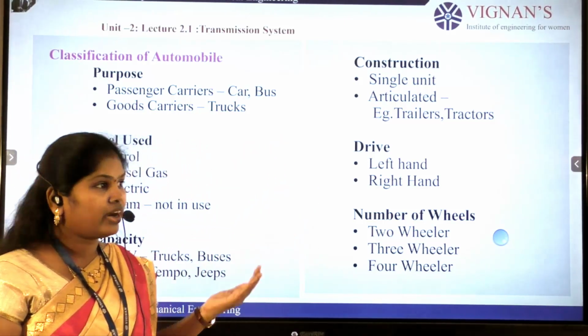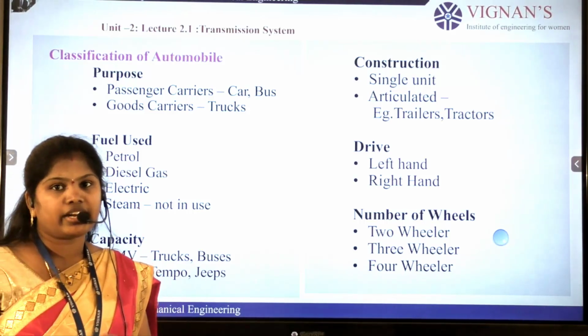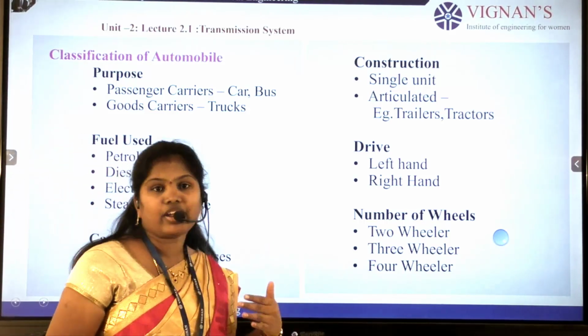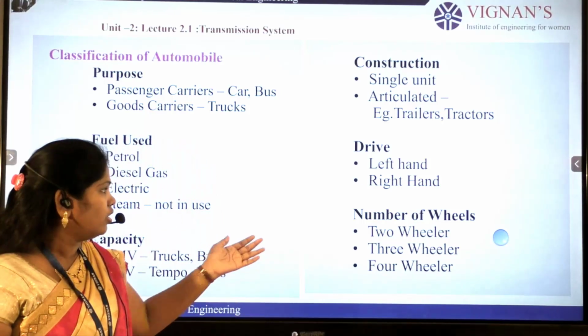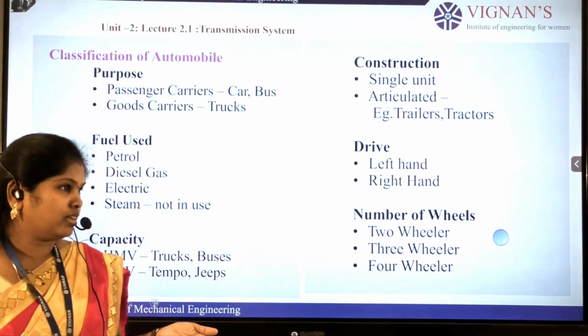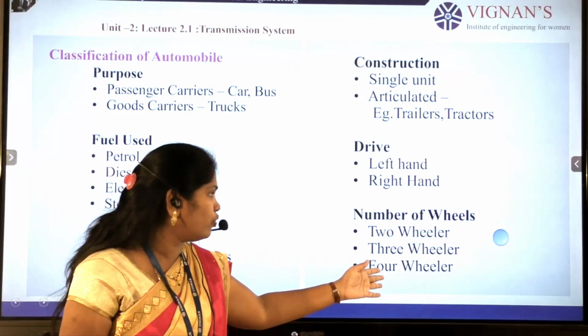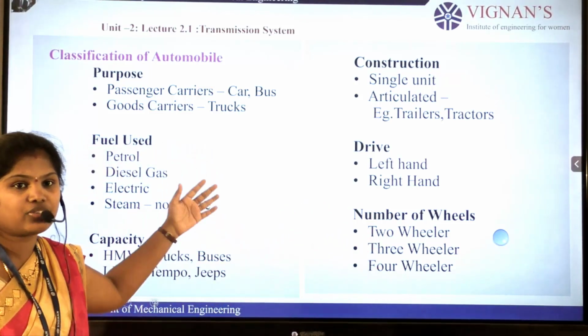Based on the drive, we have left hand drive and right hand drive. In India we use right hand drive. In foreign countries they have left hand drive vehicles. Based on the number of wheels, we have two wheelers, like bikes. Three wheelers means autos. And four wheelers. These are the basic classifications of automobiles.